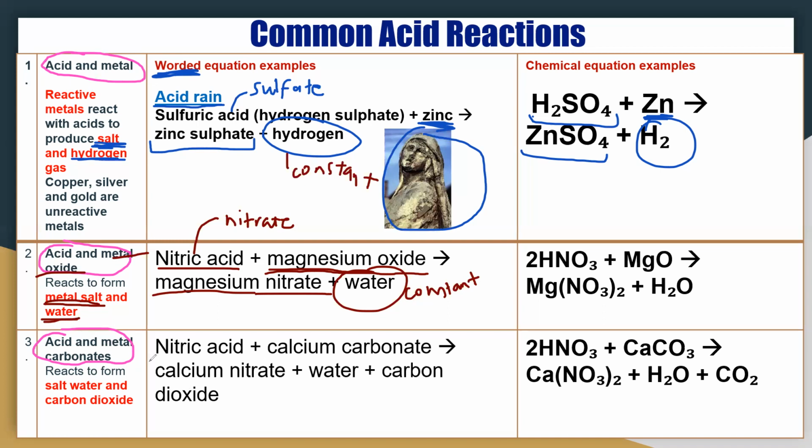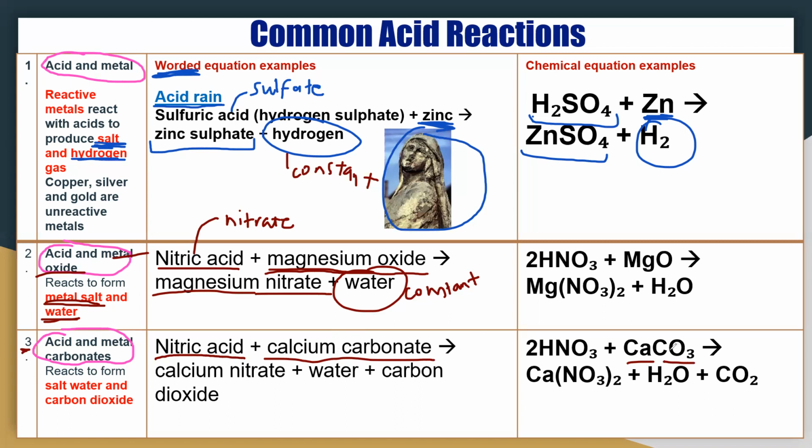Okay, acid and metal carbonates. This is the third type of acid and metal reaction that we see. So an acid and a metal carbonate, for example nitric acid again, plus calcium carbonate. Remember, a metal carbonate is just a metal in front of carbonate, some kind of compound that's formed as a result of a metal combining with carbonate.